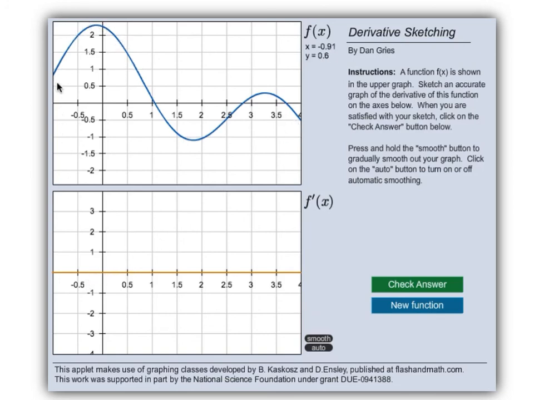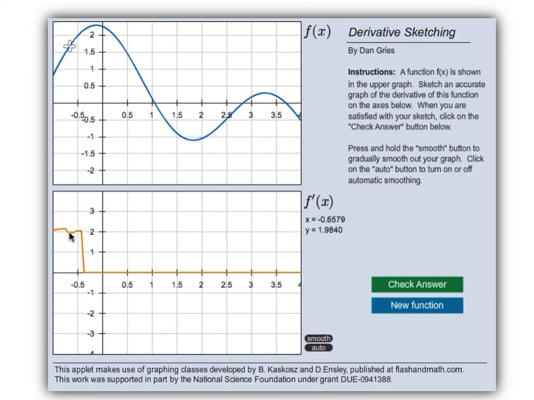So if we look at this stretch right here, it looks like it's about a rise of 1 unit and a run of just half a unit. So that means we have a slope of about 2 over here. So what we're going to do is click on this line and drag it up, and bring it up to around 2.